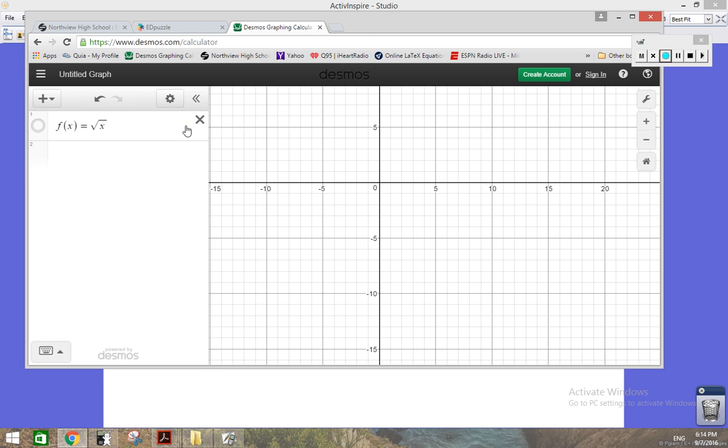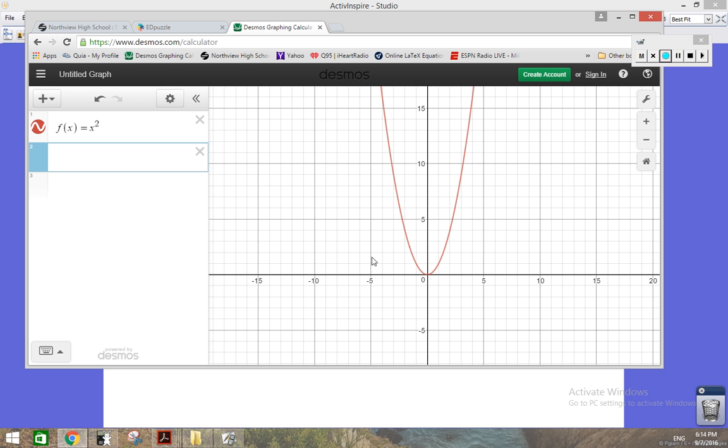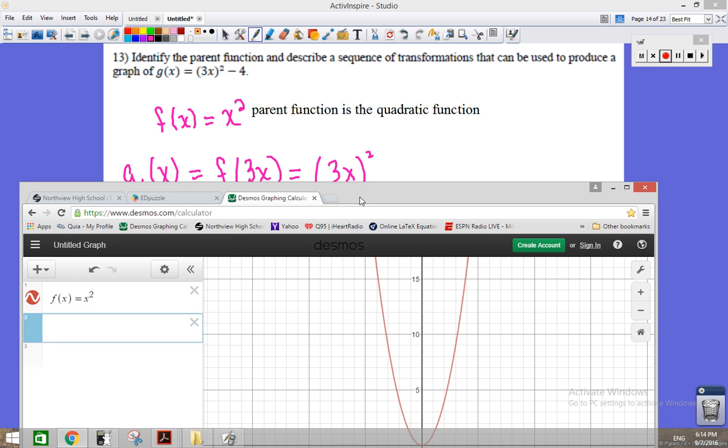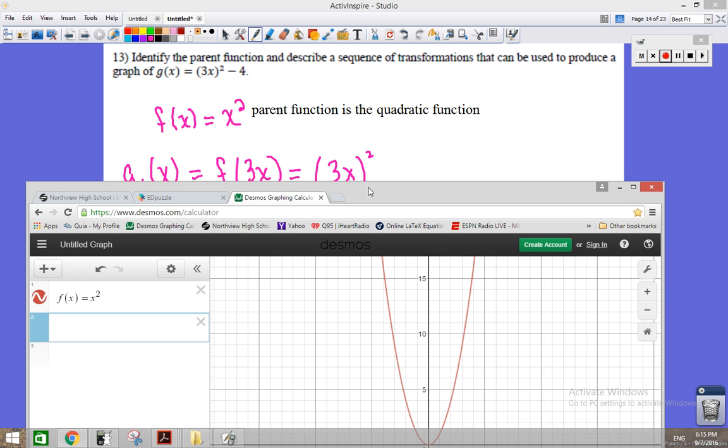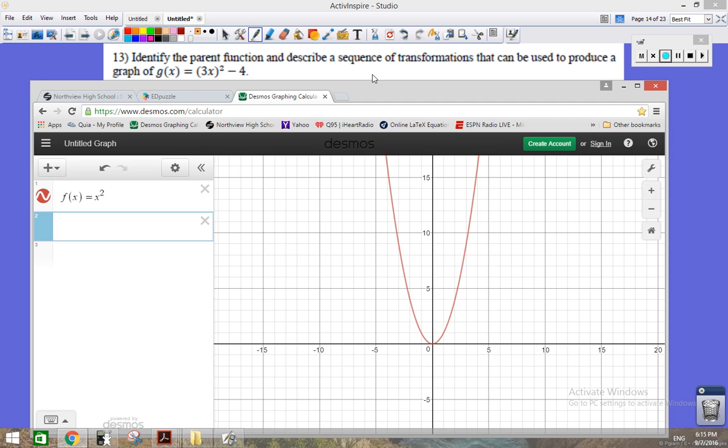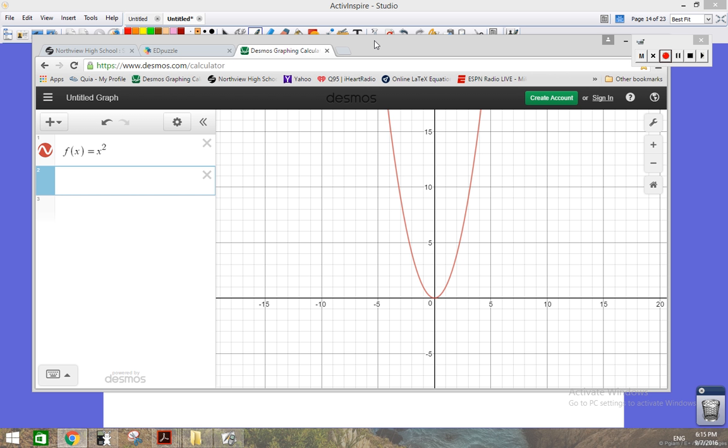my parent function is x squared. I'm getting distracted. So here's my parent function, my quadratic function. The description of that graph, we call it a parabola that opens upward with its vertex sitting at the origin. And the first thing that I did was a horizontal shrink by a factor of 1/3. So this graph is going to become more narrow. It's going to squeeze in towards the y-axis, if I'm correct in my description of a horizontal shrink.